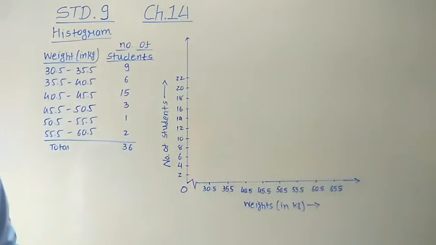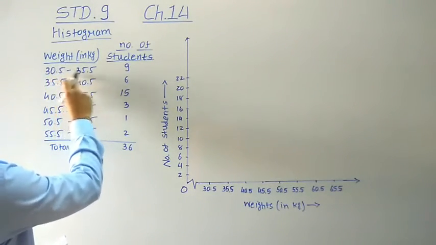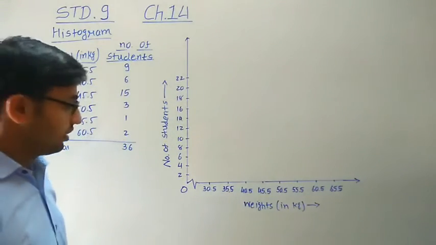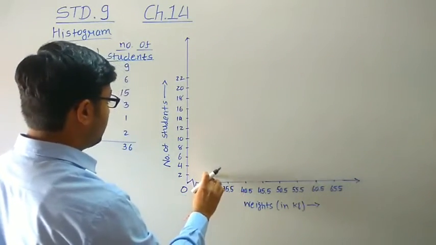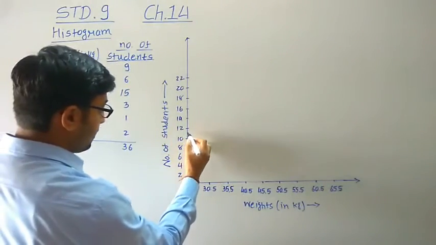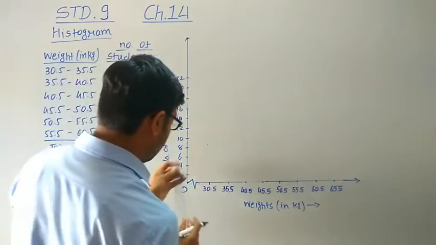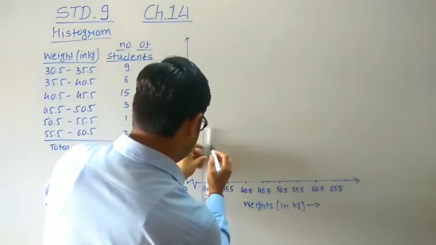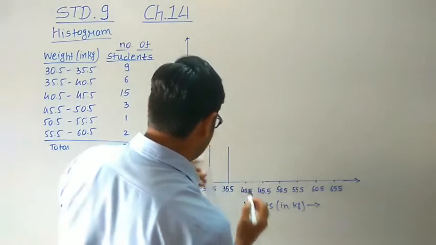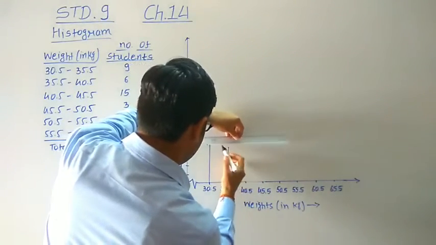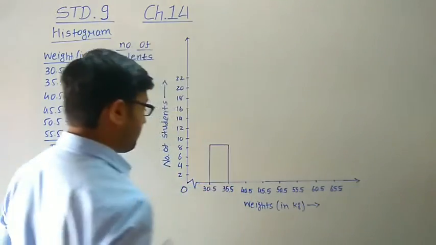Now the first value we have to represent is weight 30.5 to 35.5. The number of students is 9. So here we have to make one bar, but how much is the height? The height will be the number of students, that is 9. So 9 is actually between 8 and 10. So from here to here we will draw the first bar like this. So 35.5, up to here we will go with this bar. Now we can join these points, right? Join these 2 points. So here we get the first bar.